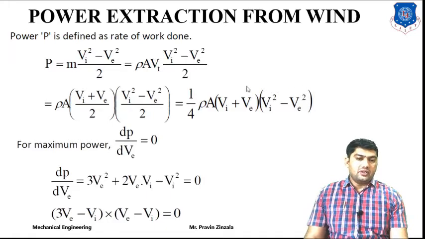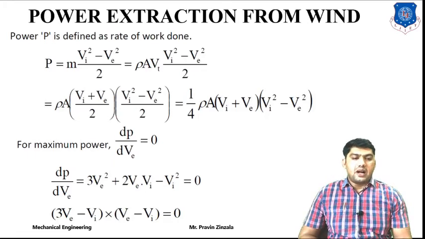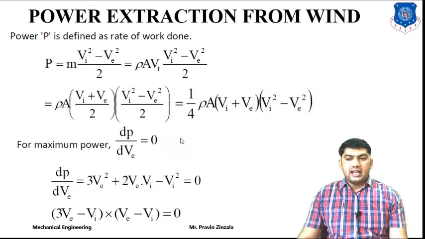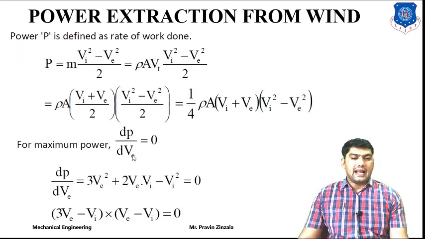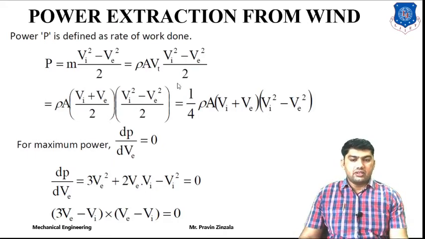This is the final equation of power, meaning power extraction from wind. But our purpose is to find the maximum power from wind. For the maximum power, we differentiate this equation with respect to the exit velocity and set it equal to 0. So we will get the maximum condition, and inserting it in the equation, we will get the maximum power. So, is it clear? First of all, this is the equation of power.